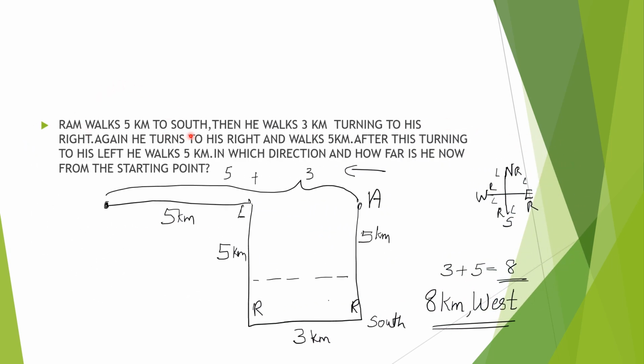Ram walks 5 kilometers to the south. Then he walks 3 kilometers turning to his right. Again, he turns to his right and walks 5 kilometers. After this, turning to his left, he walks 5 kilometers. In which direction and how far is he from the starting point?